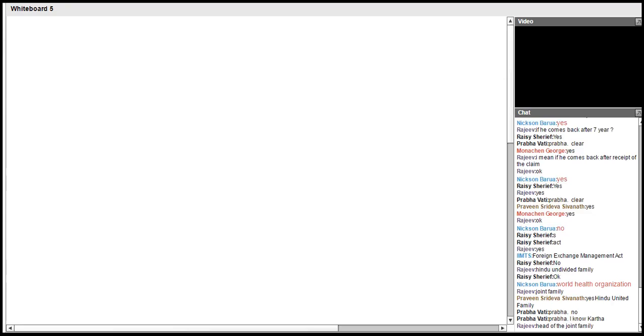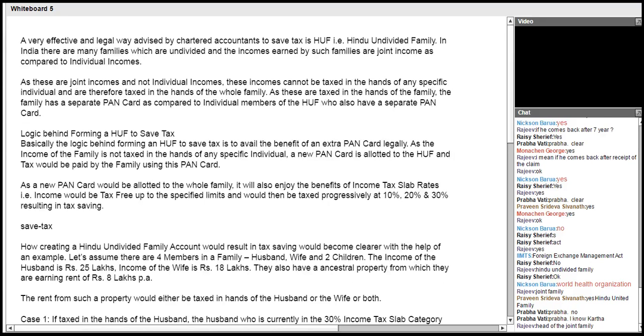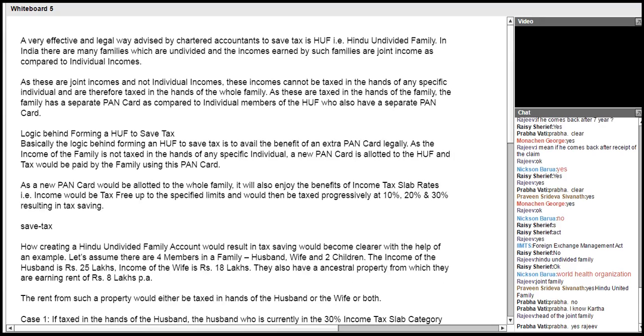Alright. See, let's learn about this. This is a very effective and legal way advised by chartered accountants to save taxes: the Hindu undivided family. In India, there are many families which are undivided and the income earned by such families is joint income as compared to individual income. As these are joint incomes and not individual incomes, these incomes cannot be taxed in the hands of any specific individual and are therefore taxed in the hands of the family. The family has a separate PAN card as compared to the individual members.